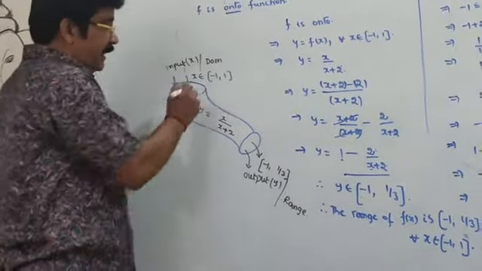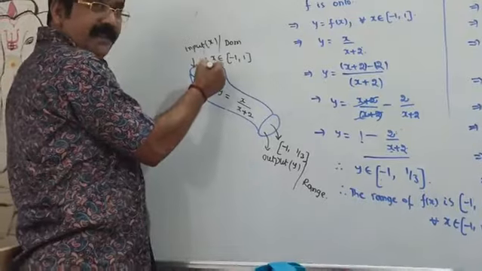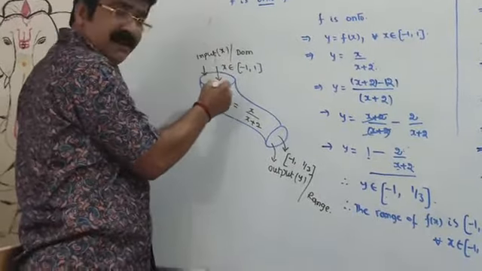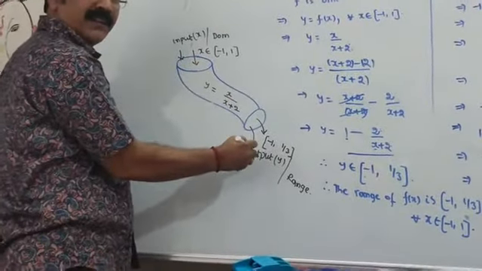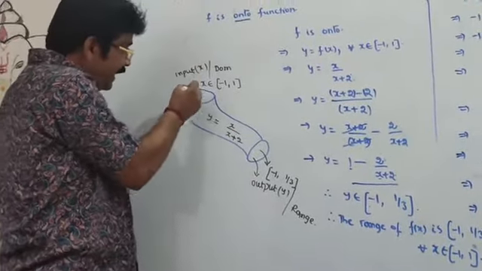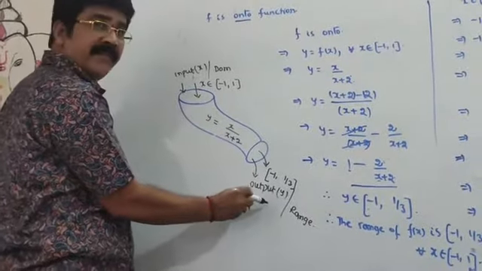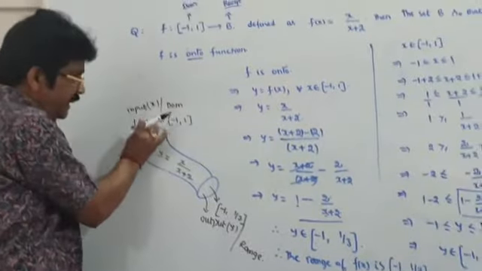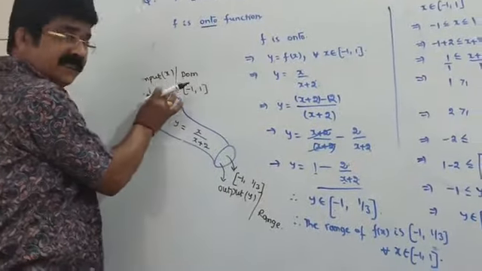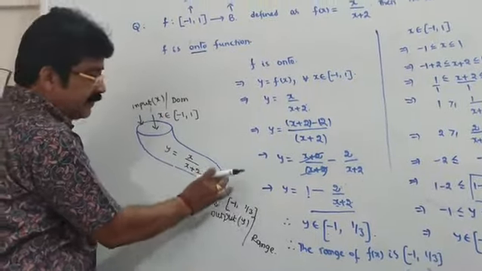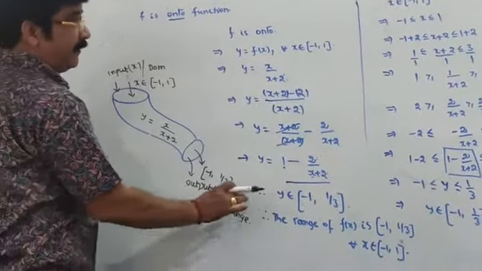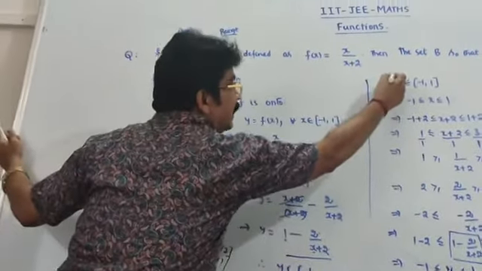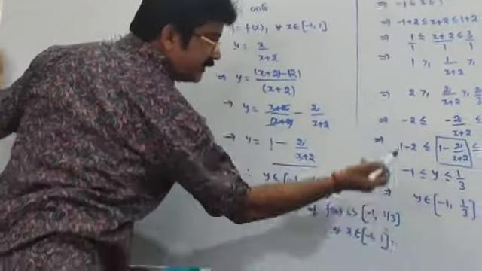Just like a formula, if you are putting rice here, then we are getting rice powder. If we are putting wheat here, then we are getting wheat powder. Just like that. So this is the domain, this is the range. If the domain is changed, definitely the range will be changed. That's why before finding the range, we have to consider the domain first.